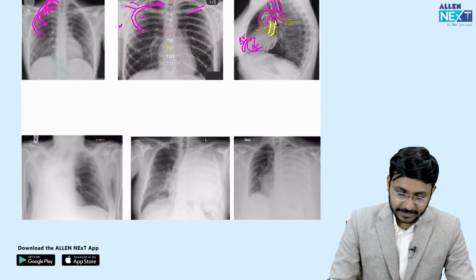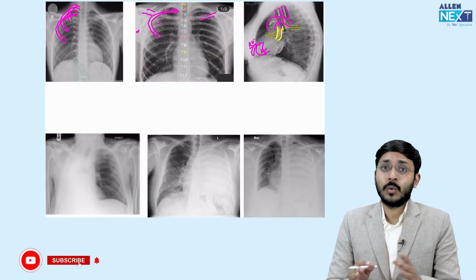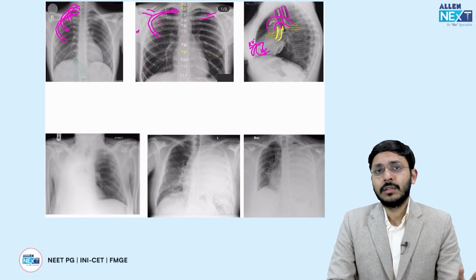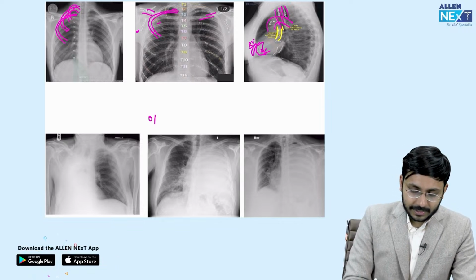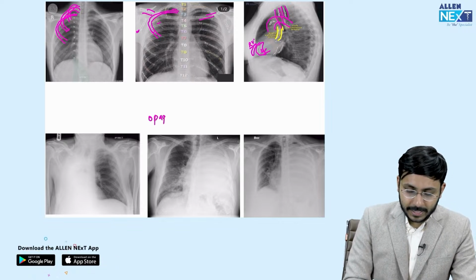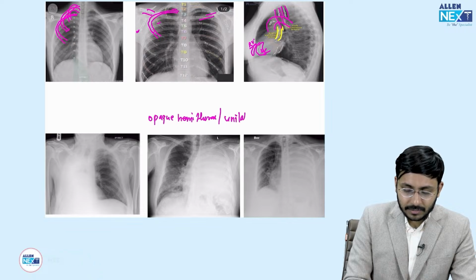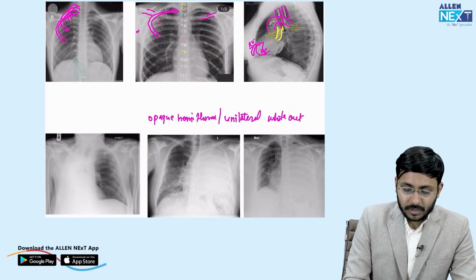Now on a chest X-ray, whenever you see an opaque hemithorax. What is an opaque hemithorax? That one side of the thorax has completely whited out. So unilateral white out lung. We are reading the DDs of opaque hemithorax, or unilateral white out lung.